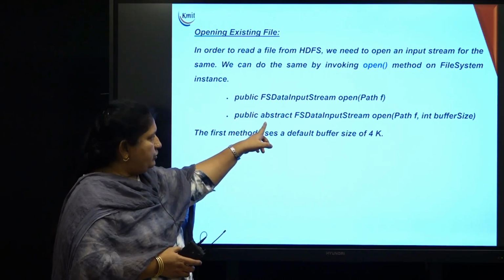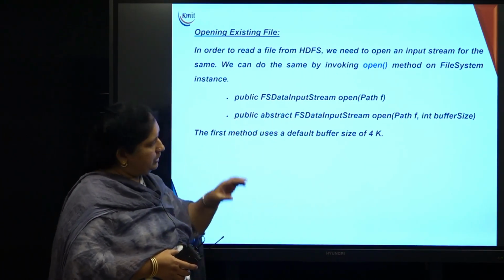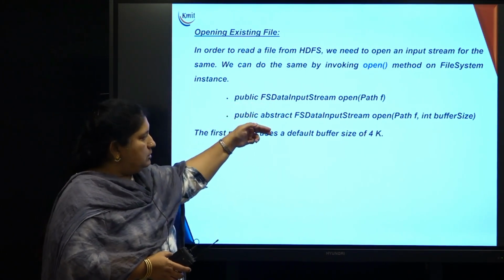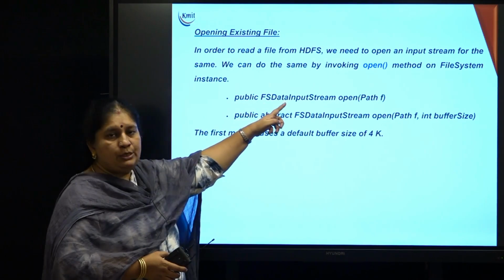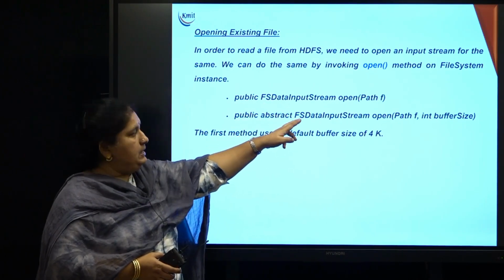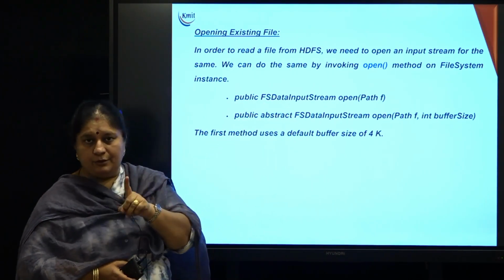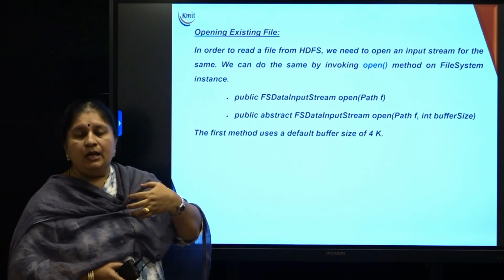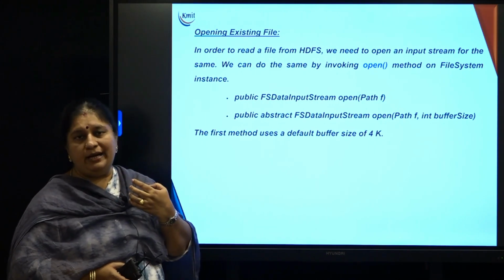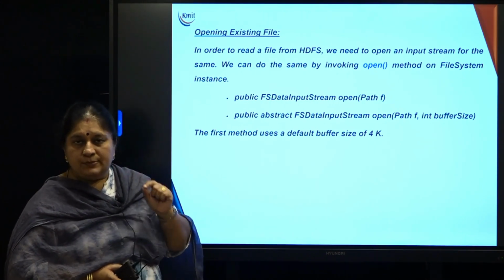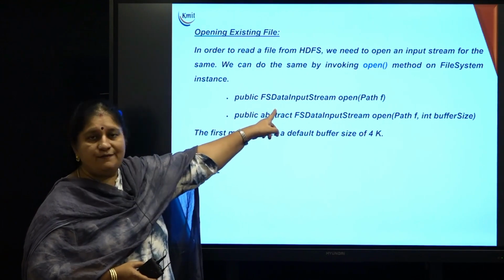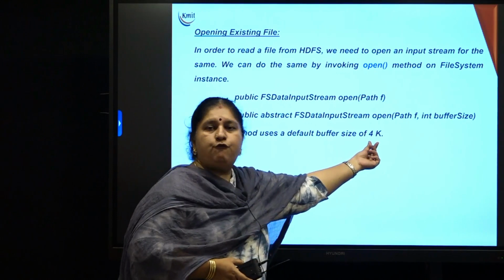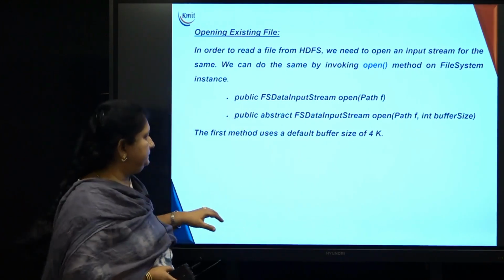Then one more, public abstract FSDataInputStream open method with two parameters. If you see, there are two choices for the open method. In the first one, you are just specifying the path of the file. In the second one, you are specifying the path of the file and also the buffer size, that is, whenever I am reading, how many characters you want to read at a time. If you don't specify the buffer size in the first version of the open method, the default buffer size will be 4K, 4 kilobytes.